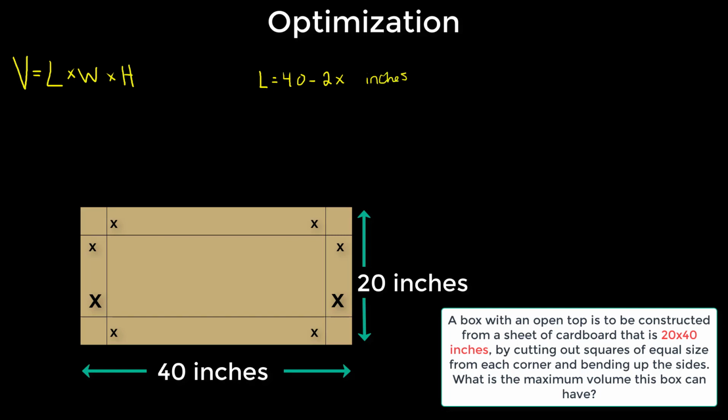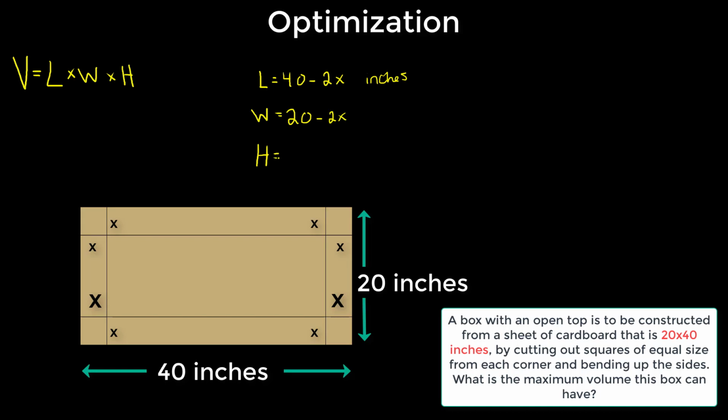Next, we have our width. Just like our length, we have 2x being cut out from the width. And our width is 20 inches, and we're taking away 2x. So we can represent our width with W equals 20 minus 2x. All right, so all that's left is the height. Let's go ahead and check out that height.